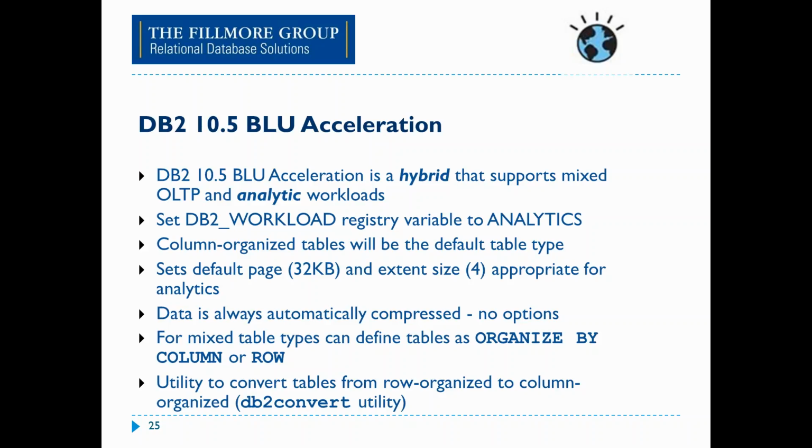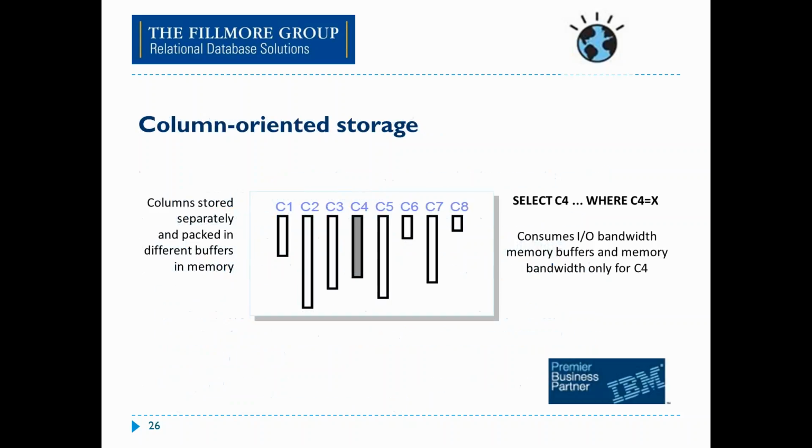So BLU Acceleration is a hybrid that supports mixed OLTP and analytic workloads. Column organized tables are the default type within a BLU Acceleration database. The default page size is the largest, 32K, assuming that I'm going to have lots of data. Data is automatically compressed. You have the choice of storing data for OLTP to organize by row, or you can say at table definition time, on a table-by-table basis, I'm going to organize by column for analytics. And there is a DB2 convert utility that allows you to take a row organized table and move it to a column organized table.